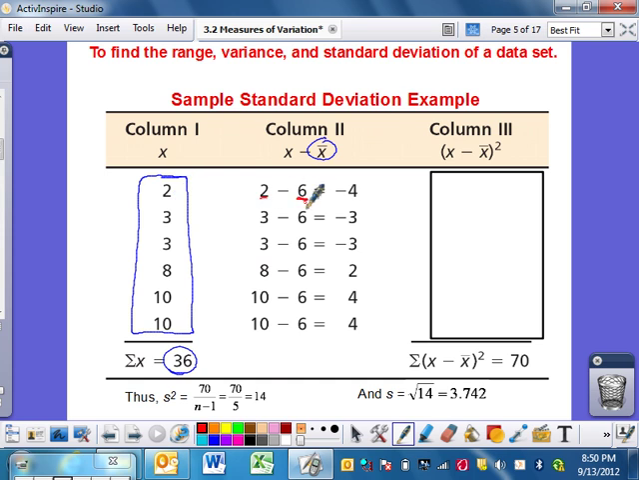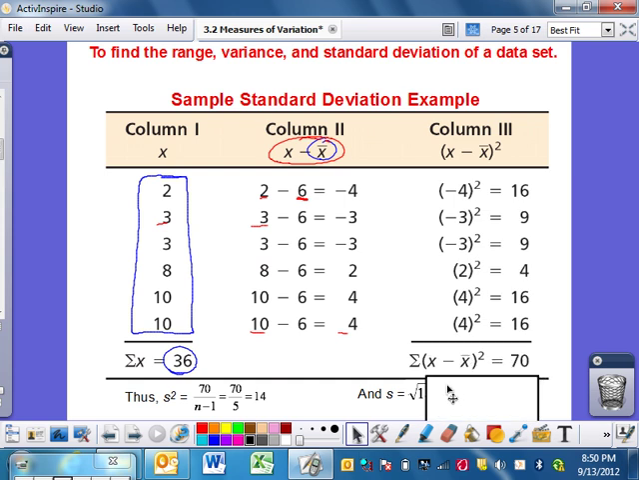So 2 minus 6 is negative 4. The 3 minus the 6 is negative 3. 3 minus 6 is negative 3. And so on all the way down. Here is your subtraction. And then you need to square each one of them to make it positive.